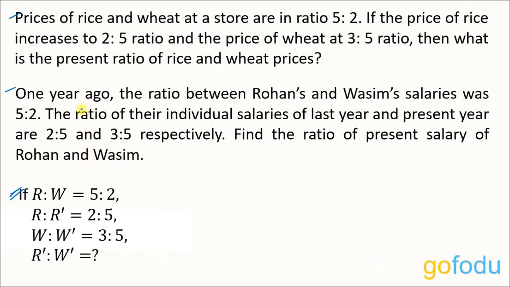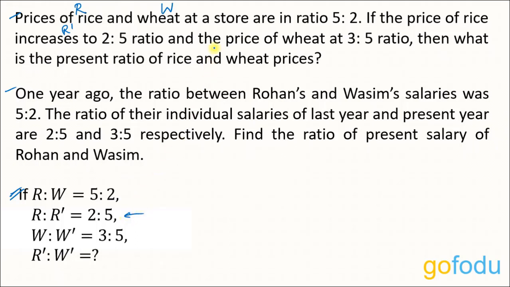So the price of rice and the price of wheat are in ratio 5:2. If the price of rice is R and the price of wheat is W, then the ratio of R to W is 5:2, as we can see here. Now the price of rice increases in the ratio 2:5. That means if the new price of rice is R dash, then R is to R dash is 2:5. That we can see here.